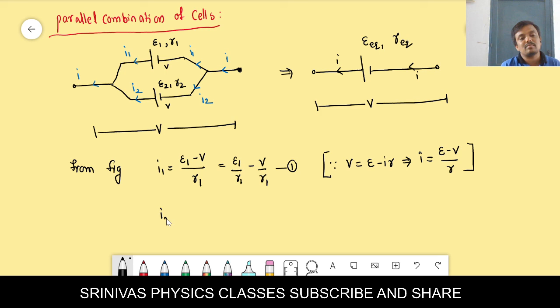And the current coming from the second cell, the same formula we can use. The second cell EMF is E2 minus the second cell terminal voltage. Voltage is the same in the parallel combination, divided by internal resistance R2. If you simplify this, we will get E2 by R2 minus V by R2. This is the two cells. Current extracted from each cell, I1 and I2, then the two cells' current combine and go outside as I. Then we find out the total current.